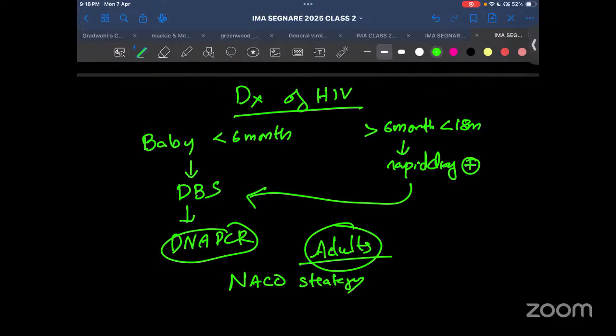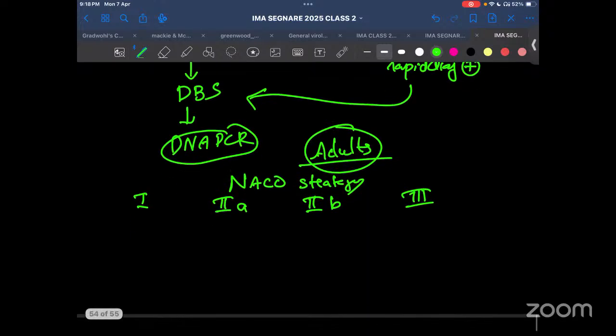So there are NACO strategies. There are actually 4 strategies: strategy 1, strategy 2A, strategy 2B, and strategy 3. So these are the strategies that are available. Now strategy 1. Strategy 1 is for blood bank.